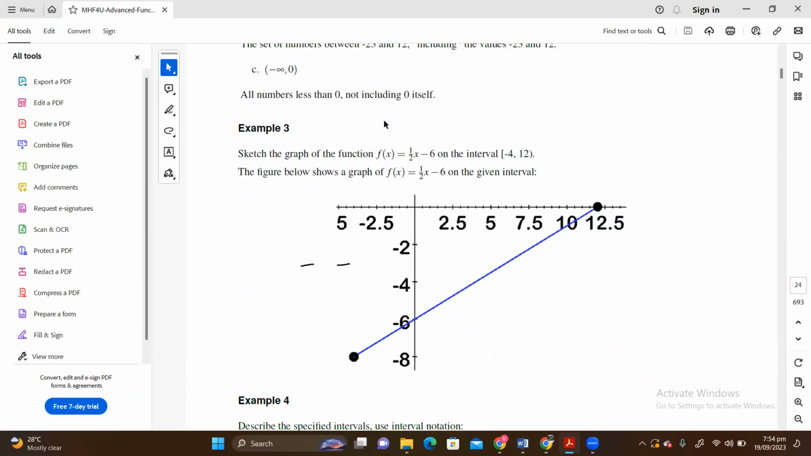Sketch the graph of the function f of x is equal to 1/2x minus 6 on the interval -4, 12. So -4 is included, which is x equals -4, and 12 is not included. So here it is -4, and here it is 12. Okay. The figure shows the graph of 1/2x minus 6 on the given interval.